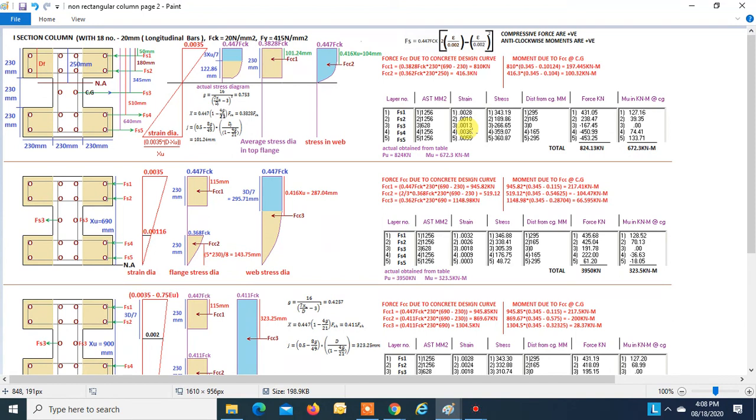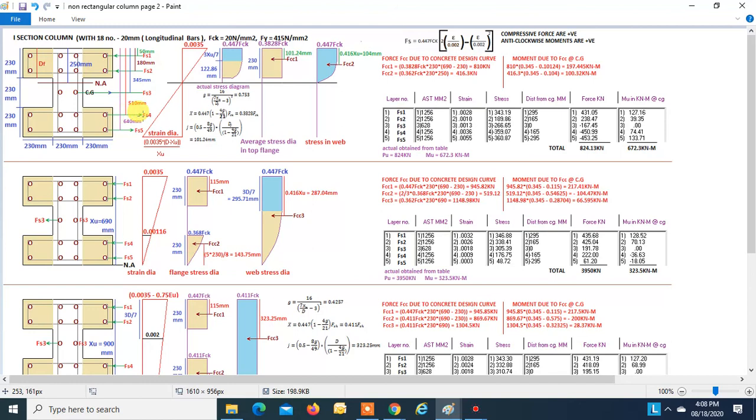Whatever stress you get, please directly apply over here. You do not have to deduct any value from the stress because it is under tension, right? So this stress into this area gives you the force. This is negative because this is tensile. This is also tensile. This is also tensile. So all the three forces are negative, right?